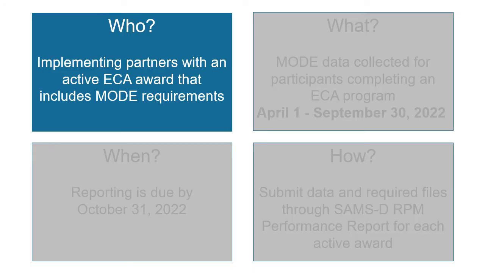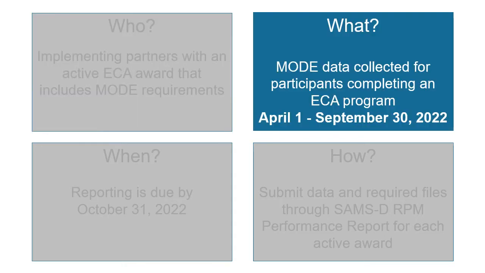Starting with who should be reporting on MODE. This includes any ECA implementing partners with an active ECA award that includes MODE requirements. If you are unsure if your award includes MODE requirements, you can check with your program officer or GOR. In terms of what you should be reporting, implementing partners should report on any MODE data collected from participants that completed an ECA program during the reporting period. The current reporting period is any time between April 1st and September 30th of this year.